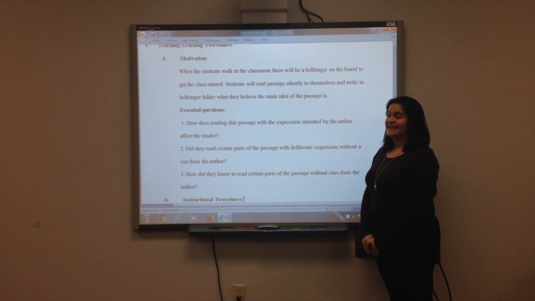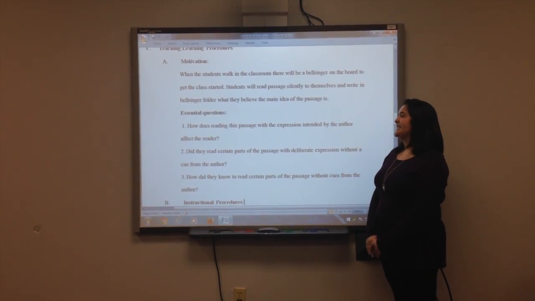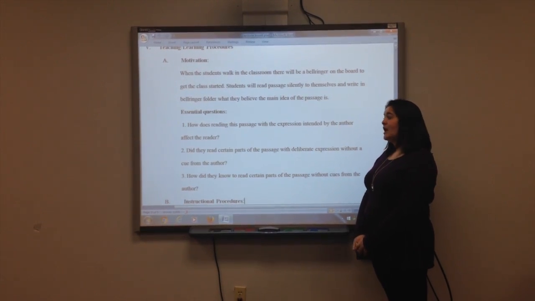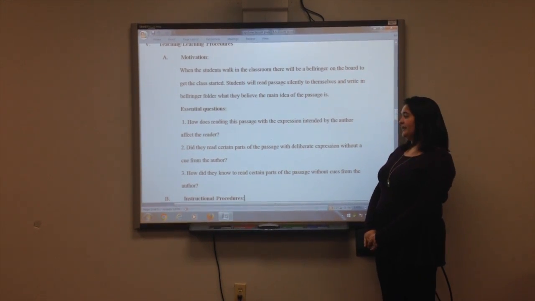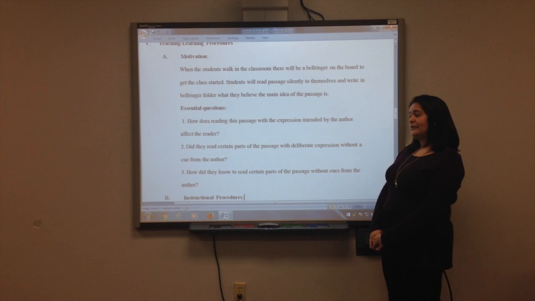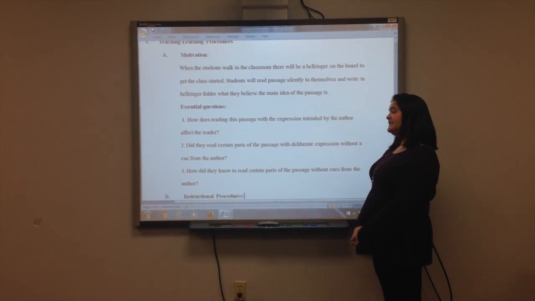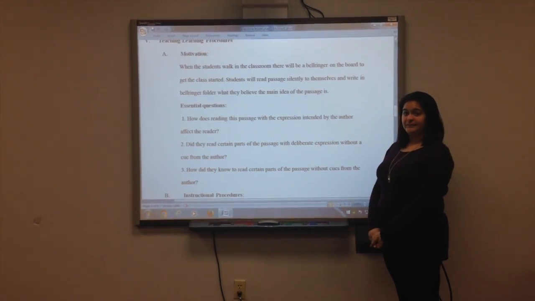Essential questions for this lesson are: Number 1, how does reading this passage with the expression intended by the author affect the reader? Number 2, did they read certain parts of the passage with deliberate expression without a cue from the author? And how did they know to read certain parts of the passage without cues from the author?